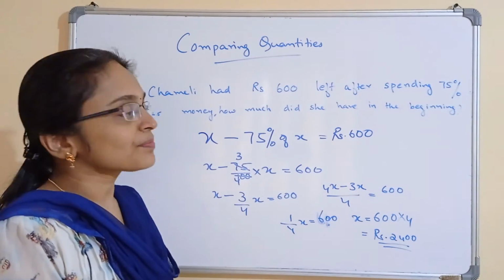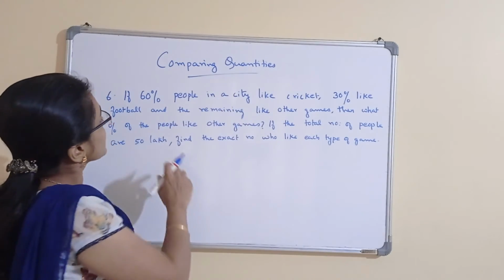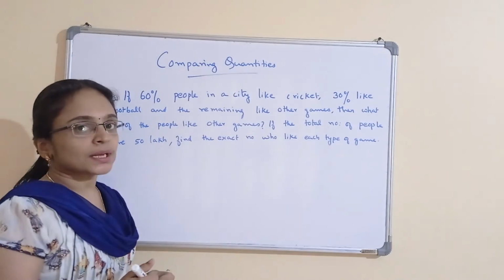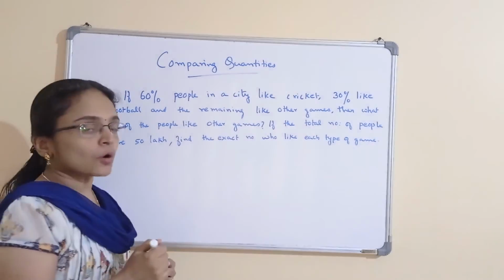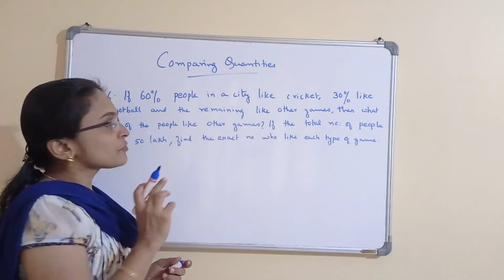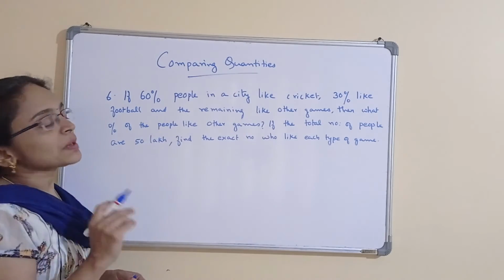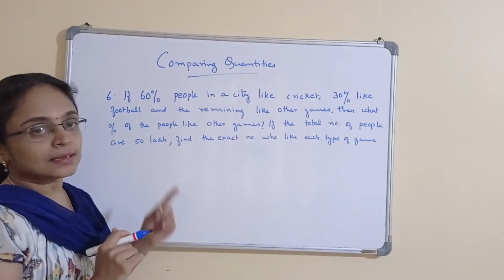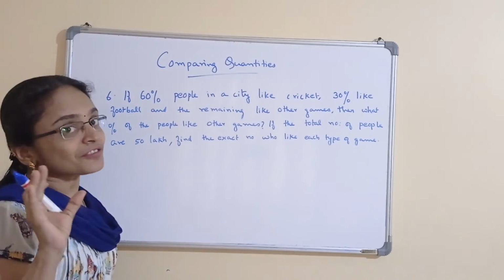Okay, understood? Next is, if 60% people in a city like cricket, 30% like football and the remaining like other games, then what percent of the people like other games? The total number of people are 50 lakh. Find the exact number who like each type of game. 60% people in the city like cricket, and the total number of people is 50 lakh.